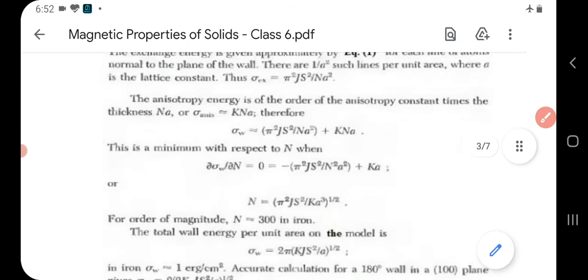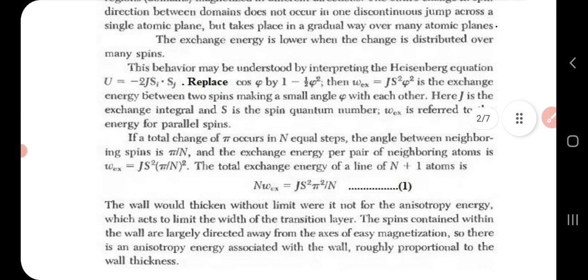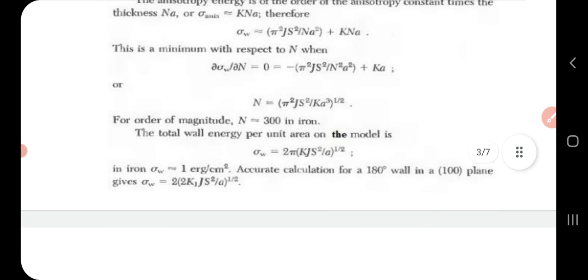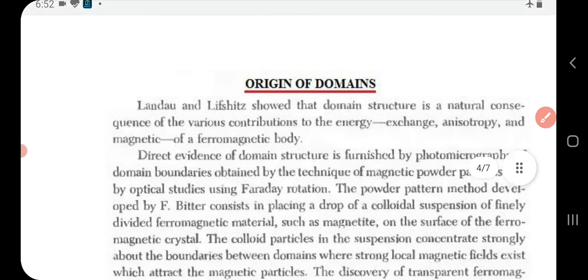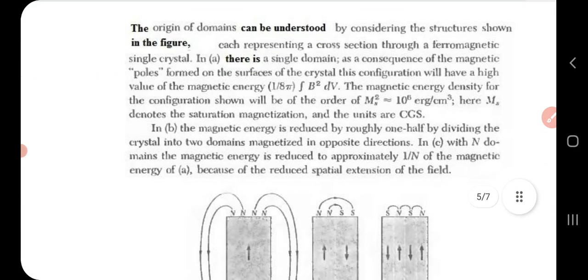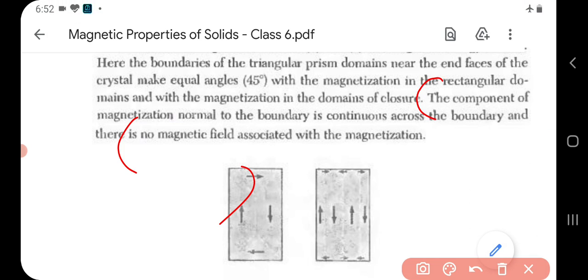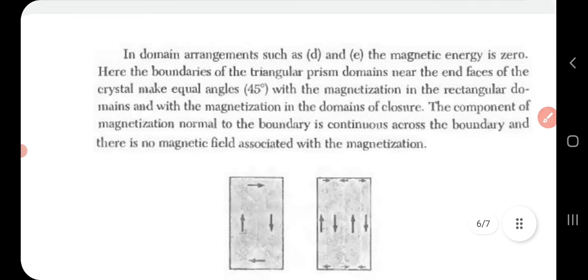So here, transition region between domains, here there are only expressions, so you need to learn only those expressions. There are no derivations available, so if possible you can learn it, but you can skip this example, no need of mentioning this example. Then about origin of domains, it is just theory, you can note the important points, but here you have to write one or two sentences regarding each figure, figure A, B, C, finally D and E. Regarding D and E you need to write only this. Okay. Then finally about the significance of domain structure. Okay, thank you.